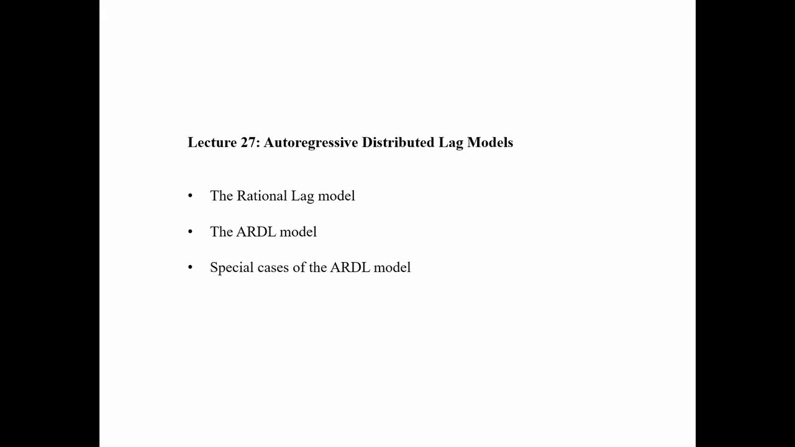The purpose of this video is to go through the lecture slides for lecture 27, which compare and contrast two alternative dynamic models for econometrics. These are first of all the rational lag model, and secondly the autoregressive distributed lag model, or ARDL model for short. We'll finish by showing that the ARDL model contains many of the particular models that we've looked at during the course of this module as special cases.